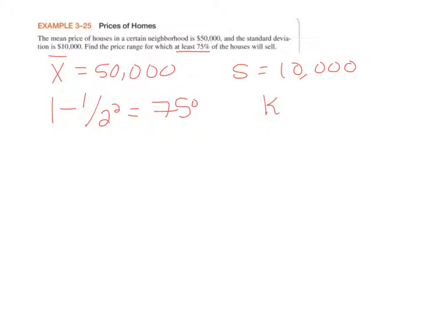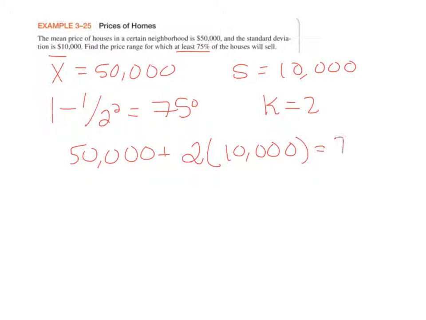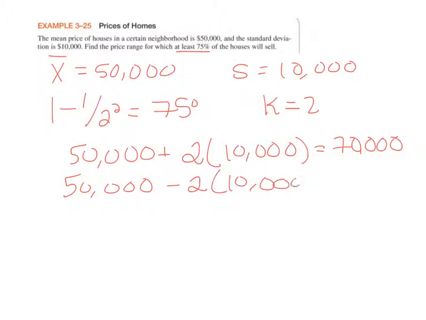So I am looking for when k is 2, 75%. So now I'm going to take 2 standard deviations away. 50,000 plus 2 standard deviations, so 50,000 plus 2 times 10,000 is equal to 70,000. And then going the other direction, 50,000 minus 2 times 10,000, 2 standard deviations away, is 30,000.